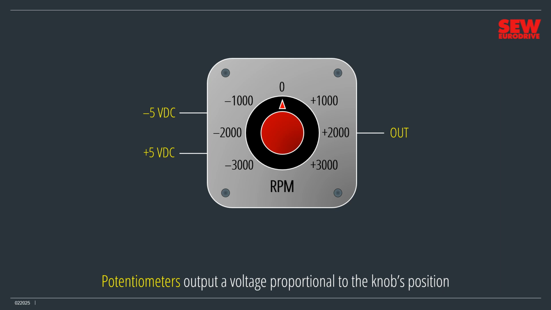Potentiometers are analog input devices. They're rotary controls whose electrical resistance changes as you turn the knob. When connected across a power supply, they output a voltage proportional to the knob's position. This potentiometer is connected across a negative 5 to positive 5 volt DC power supply. When the knob is in the middle of its range, the output is 0 volts. Notice how the output voltage varies as the knob turns, first counterclockwise and then clockwise.